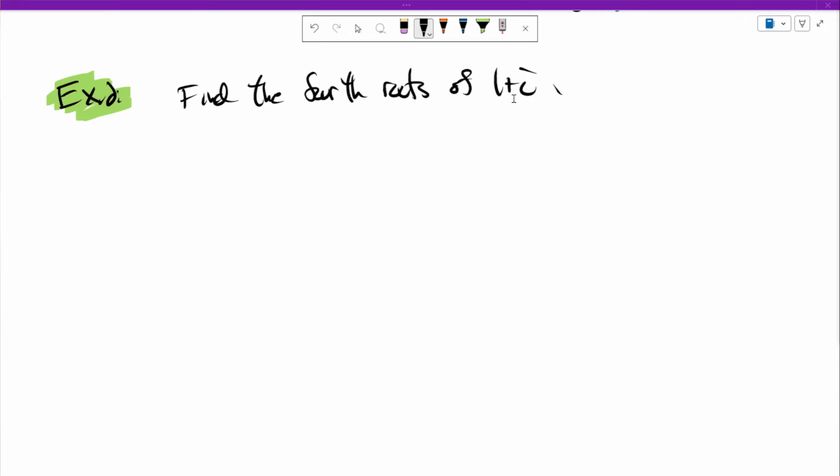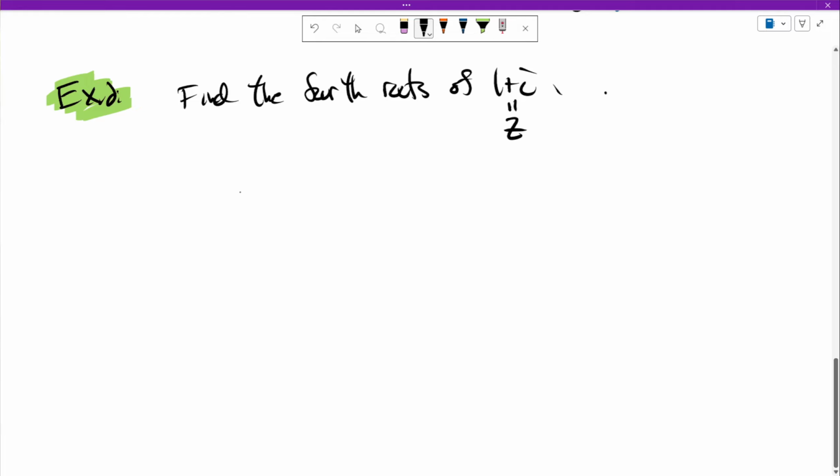Example 2, we're going to look at the fourth roots of the complex number 1 plus i. All right, so in this case, it's going to be a little bit different. Again, we have our formula for the roots, but we need to write down the argument and we need to write down the modulus. Let's start with the modulus.